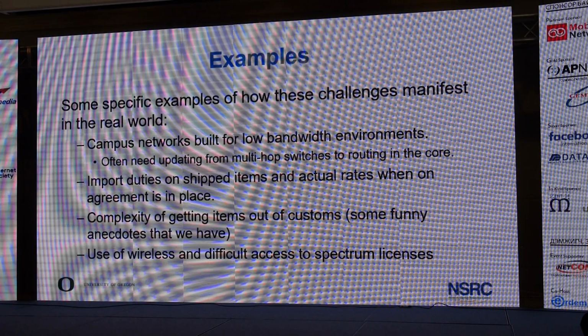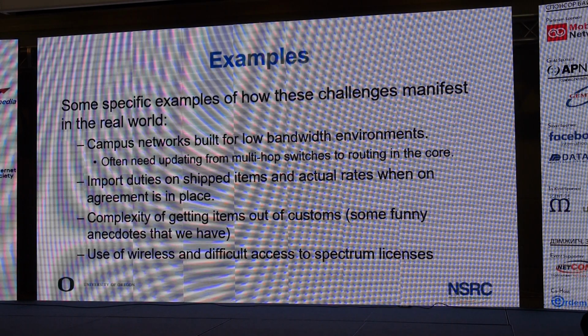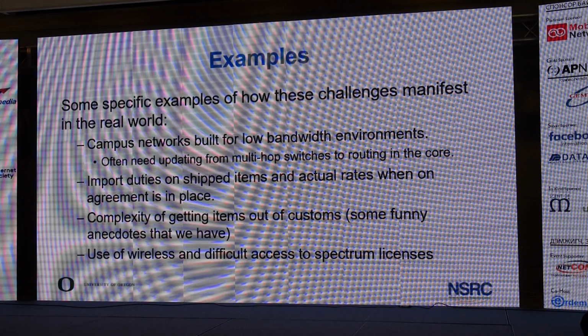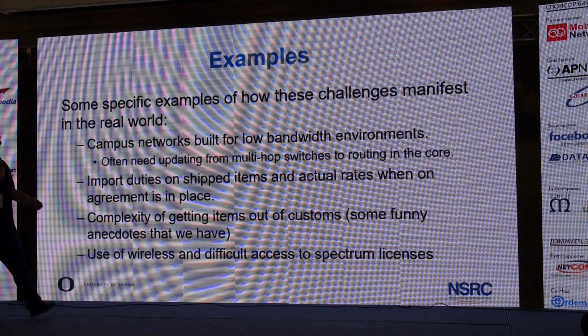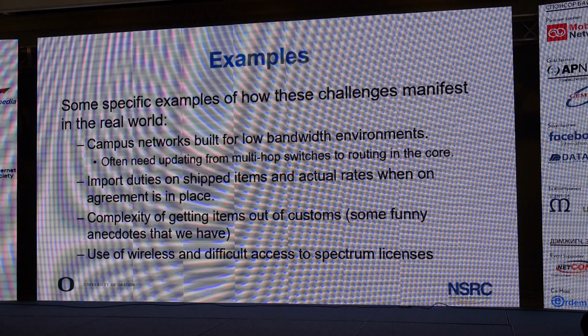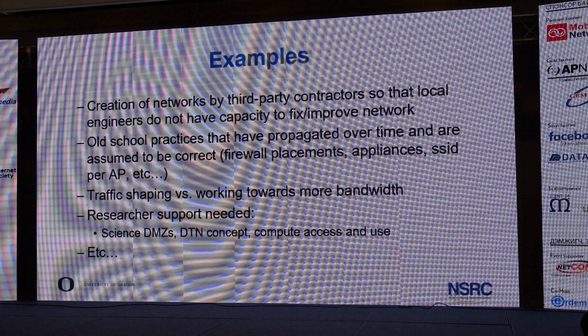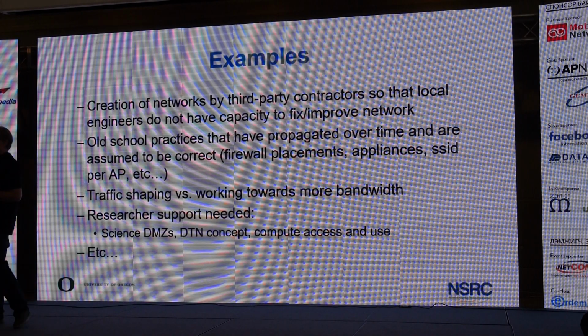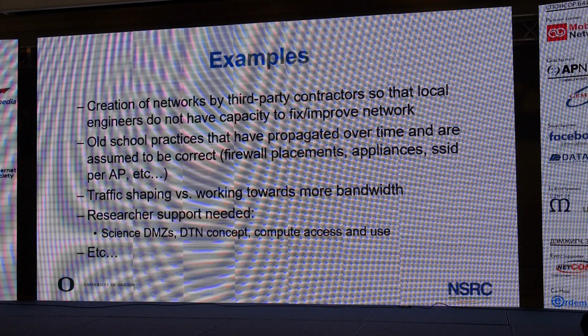So a few examples of how these challenges have manifested. We talked about campuses that are built for low bandwidth environments, so when you finally get the network, it doesn't look very good. Import duties, so maybe you can get your government, your ministry, to help remove some of those. Complexity of getting items out of customs can be hard sometimes. And then use of wireless and how hard it can be to use that, in some cases, especially for point-to-point links. This is a big one: when networks are built by third-party contractors and then they leave and you don't have anybody locally who knows how to fix it, and it's expensive.